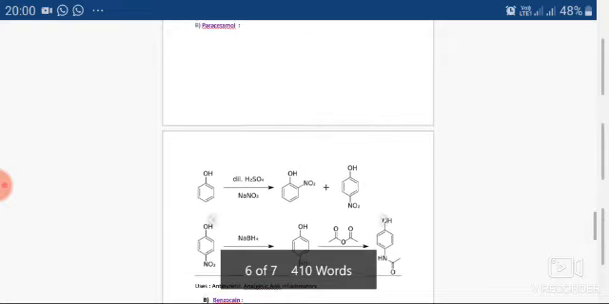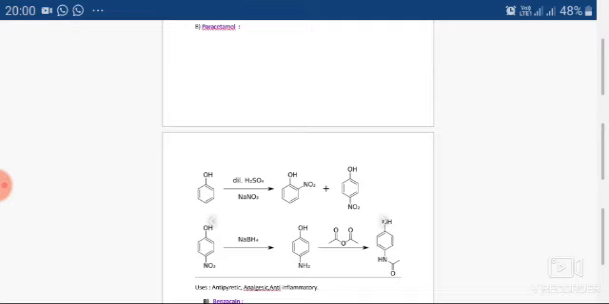The next one is paracetamol. This is a very useful drug and easily available at the counter, so that if you have headache or body pain, at that time you go to a medical store and ask him for it. Then how to prepare this paracetamol, so that we have to see the synthesis of paracetamol.